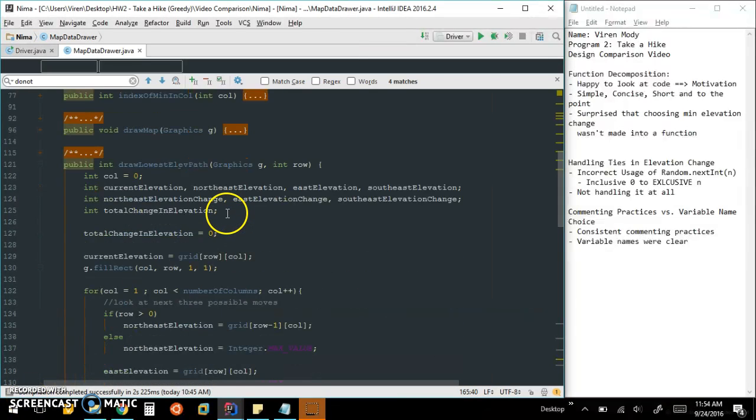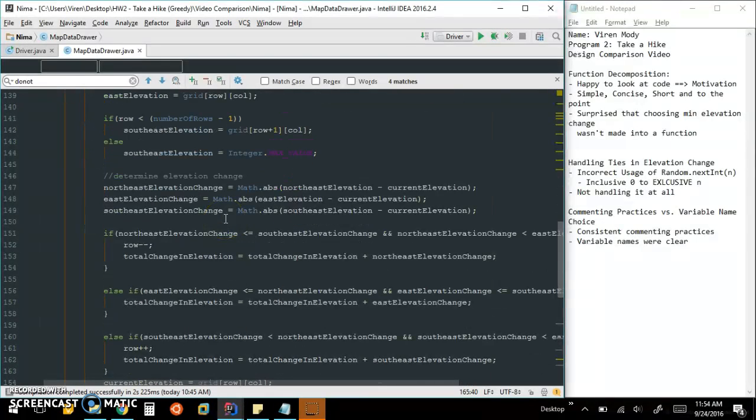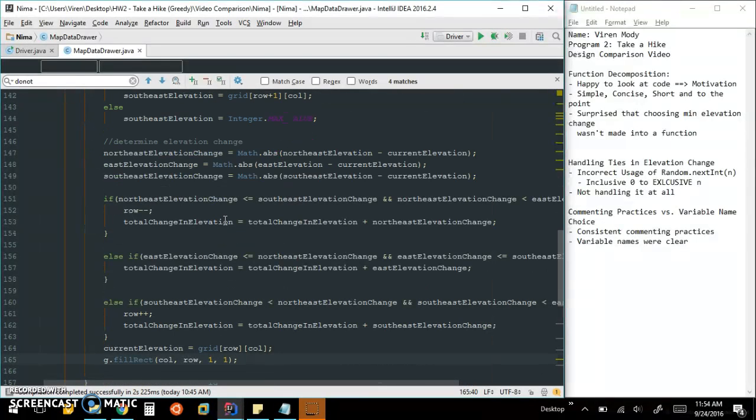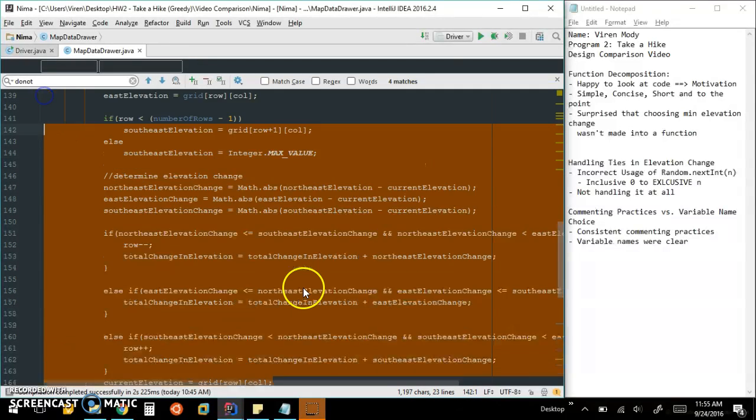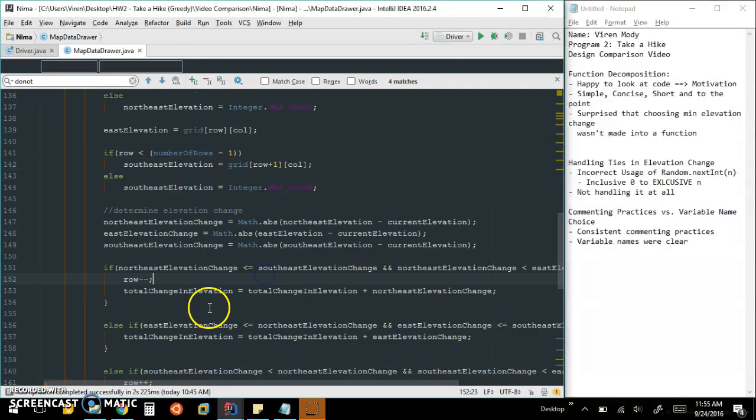On the other hand, in Nima's code, all of those calculations, all of those tasks were handled right in the draw lowest elevation path function. They weren't done separately. However, they chose variable names that seemed to be clear enough that it wasn't always necessary to figure out what exactly was going on. Everything was straightforward and clear.